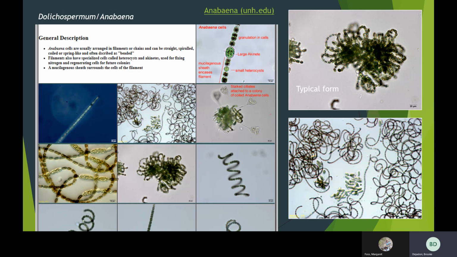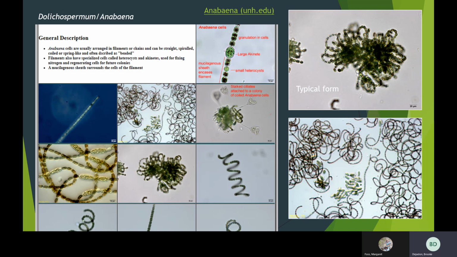So this top one is a typical form. Here, this is Dolichospermum lemmermanii. Each of these little coils here are beads that make one big colony. So this colony here is roughly 250 cells. But then in the fall, they kind of unravel, and then they drop their vegetative cells to the bottom.